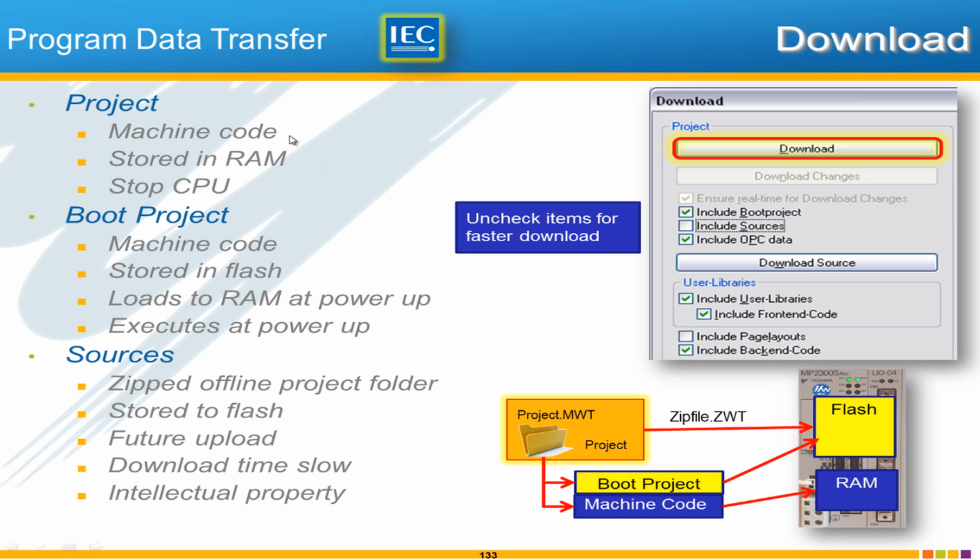The project is the machine code that is downloaded to the RAM of the controller. And in order to do that download, you need to stop the CPU because the controller is using that RAM to run the current program. The boot project is also the machine code, the compiled machine code, the result of the make, but it is stored instead into the flash of the controller and is never used directly. Instead, it's loaded from flash to RAM when the controller powers up, and then it executes what's in the RAM. It's basically a copy of the project stored to non-volatile memory.